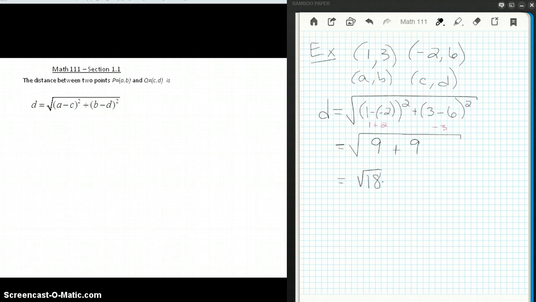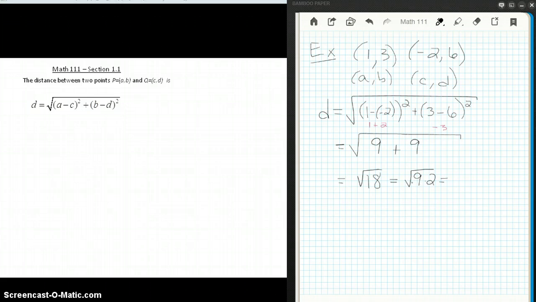If you'd like to leave it like that, that's fine. It's a number, right? If you'd like to get a decimal approximation, that's also fine. If you'd like to simplify the radical, that's also fine, right? Because remember from our Math 95 stuff, we could simplify this radical by noticing there's a perfect square living in 18. So this is 9 times 2.